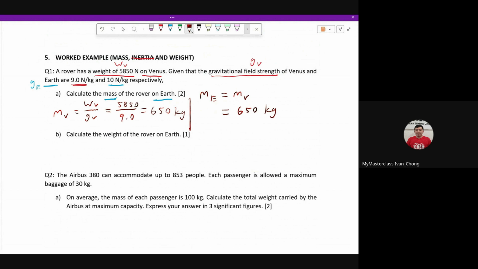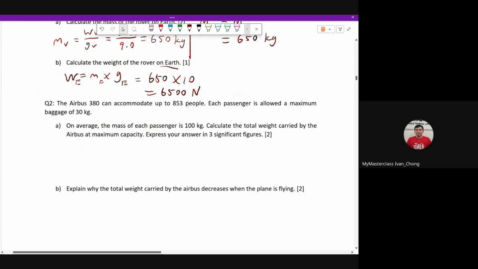Okay, then at the bottom over here, W equals mg, weight on Earth. So I'll use Earth, Earth, and Earth. Which means 650 just times 10. You get 6,500, and weight is a force, so we use newtons. Okay. So always make full use of the question. Most of the time, the amount of information given to you is just nice to solve all the unknown values.